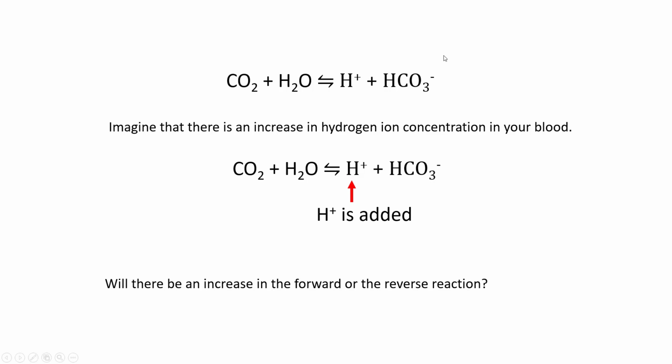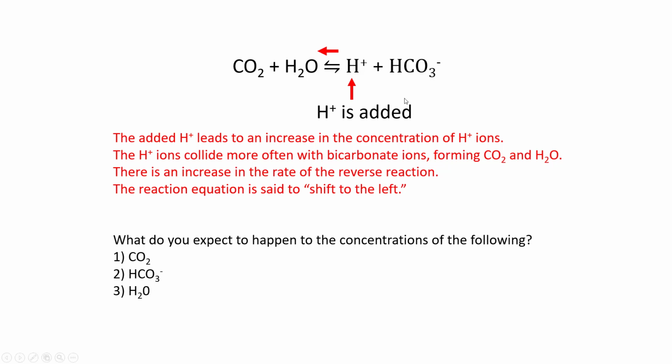Okay, let's look at this buffer system in a little bit of detail. Imagine that there is an increase in hydrogen ion concentration in your blood. So we add a hydrogen ion. Will there be an increase in the forward or reverse reaction? Go ahead and pause the video if you want to, and you can think about it. Okay, so if hydrogen ion is added, then we'd expect an increase in the backward reaction rate.